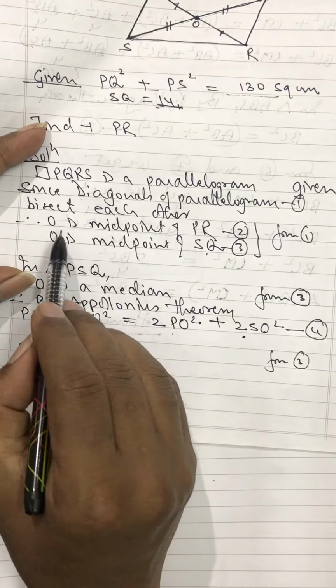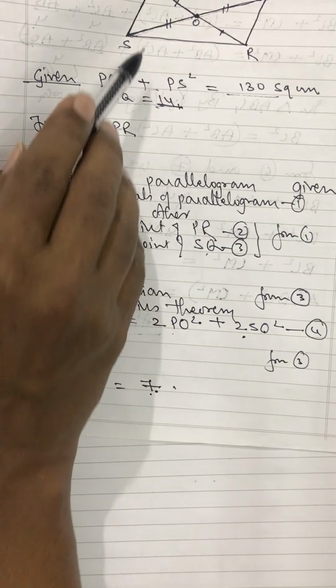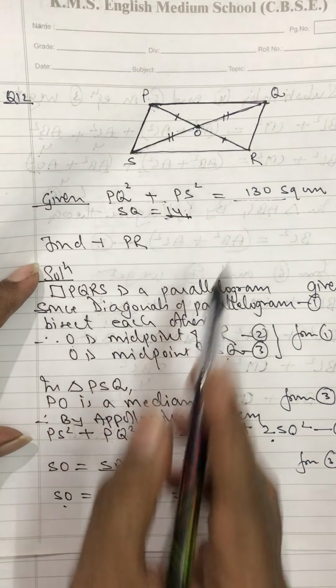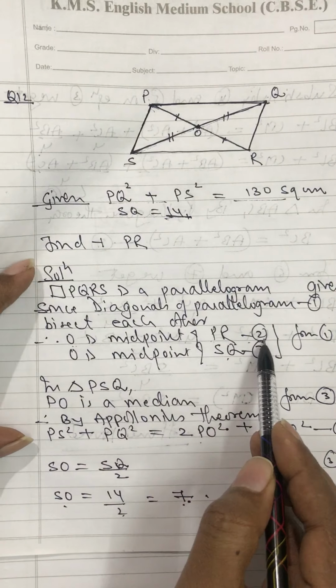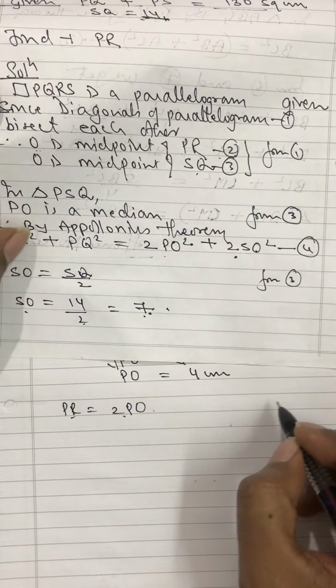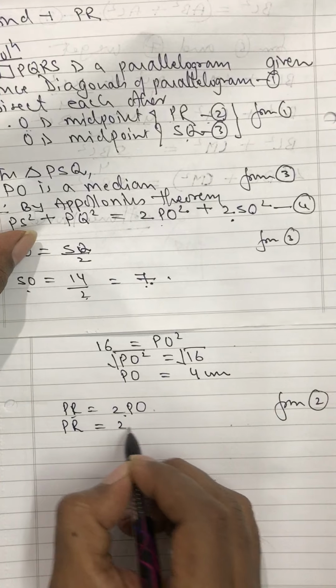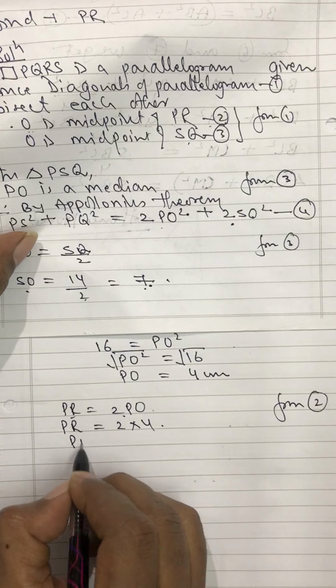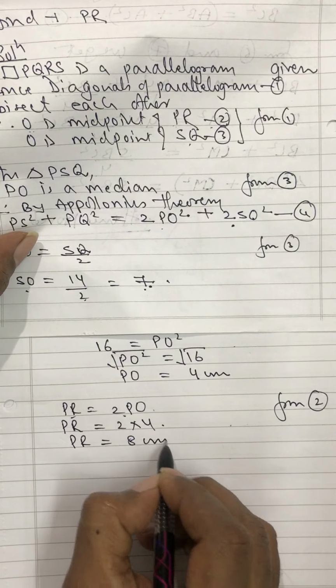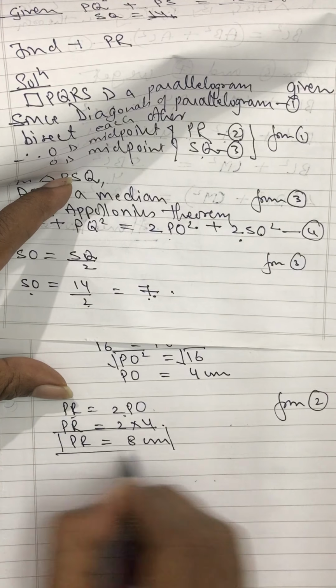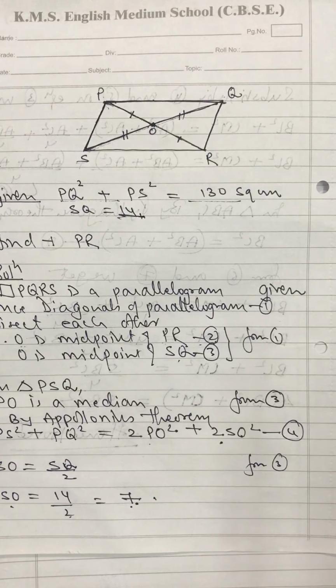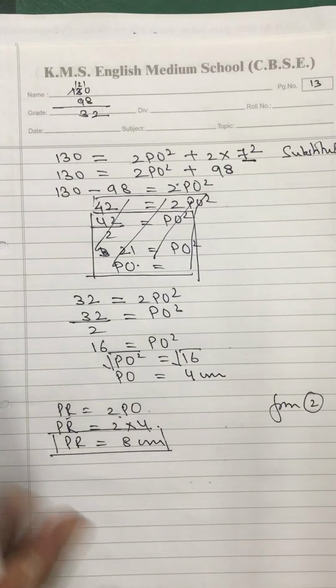Here it is. O is the midpoint of PR. I have proved over here. O is the midpoint of PR from 2. So PR is equal to 2 PO from 2. PR will be 2 of 4. PR will be 8 centimeter. This is the other diagonal that you have got. Okay, my dear students, so with this we have finished the question.